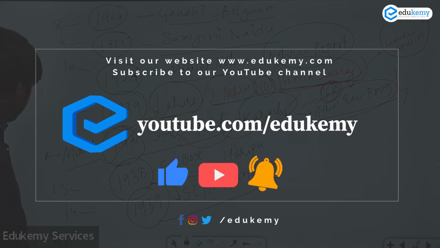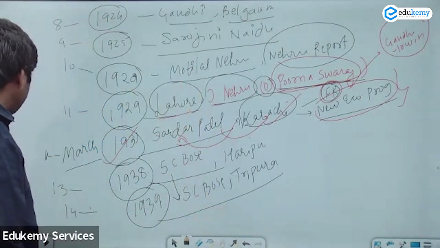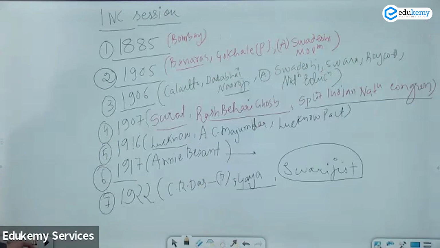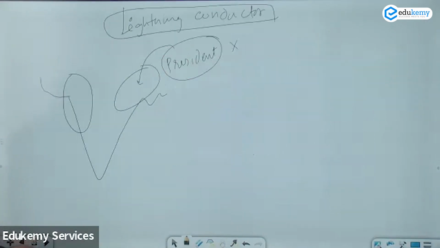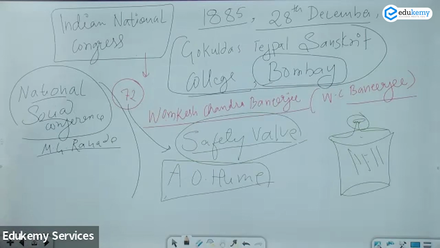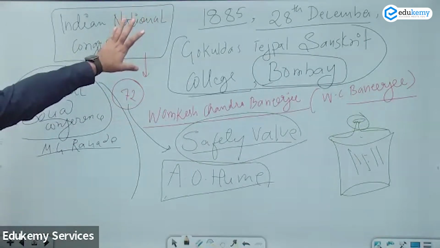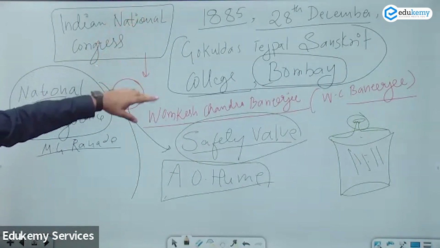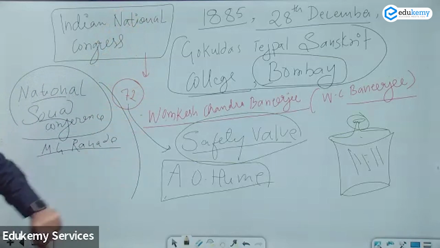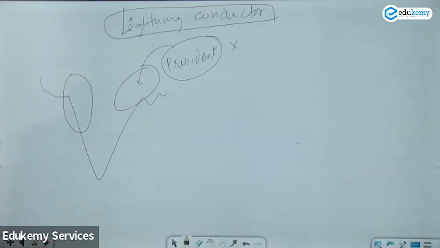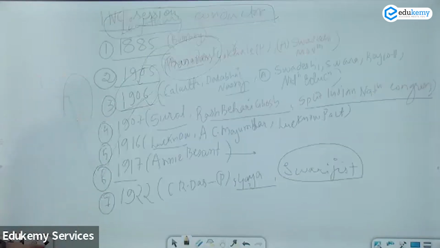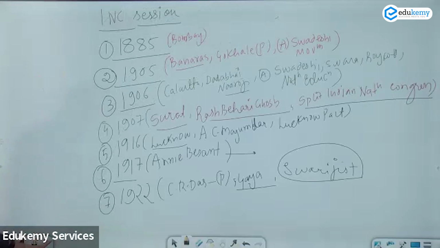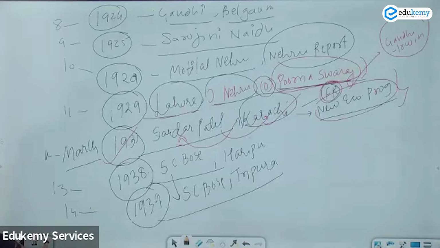So yeah, this was about the Indian National Congress sessions. Now, we have seen the first Indian National Congress session. Where does it happen? It happens in the Gokuldas Tejpal Sanskrit College in Bombay. Womesh Chandra Banerjee is the president. Safety valve theory, according to which A.O. Hume says it is a safety valve, but on the other part, Congress is claiming that we are using them as a lightning conductor. Then we have seen the important National Congress sessions, right, and so on.